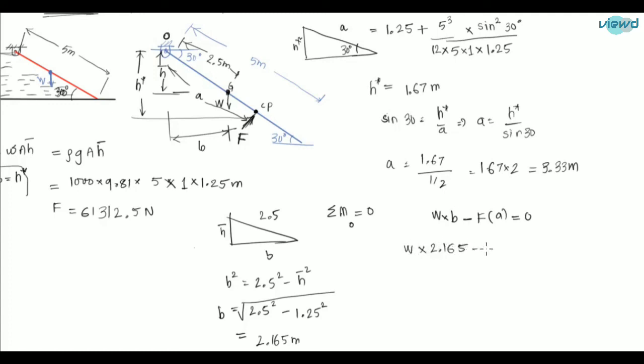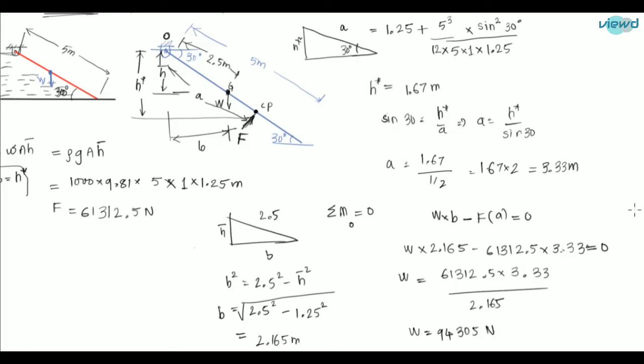So by substituting it in this, W into 2.165 minus the force value, which we got as 61312.5 Newton, into the value of A, A is 3.33 meter, is equal to 0. From this we will get W equal to 61312.5 into 3.33 divided by 2.165. So we will get W as some 94305 Newton.